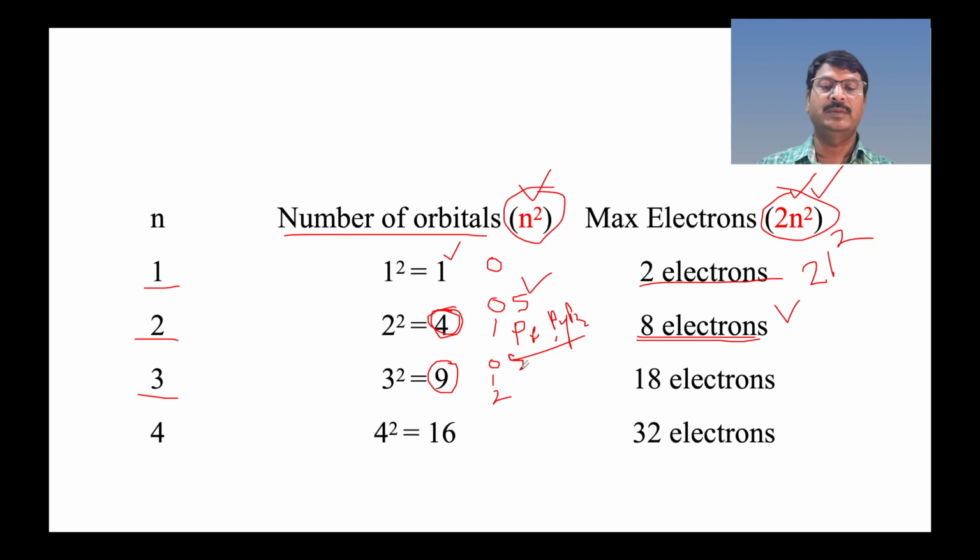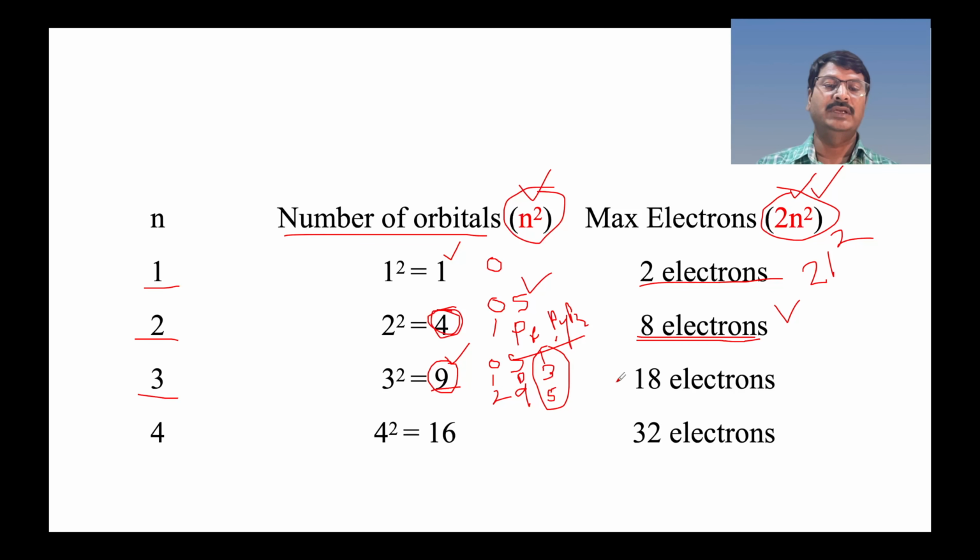0 is the s orbital, 1 is the p orbital, and 2 is the d orbital. The s orbital is 1, p orbitals are 3, and d orbitals are 5. 5 plus 3 plus 1, together you get 9 subenergy levels. These 9 subenergy levels contain a total of 18 electrons.